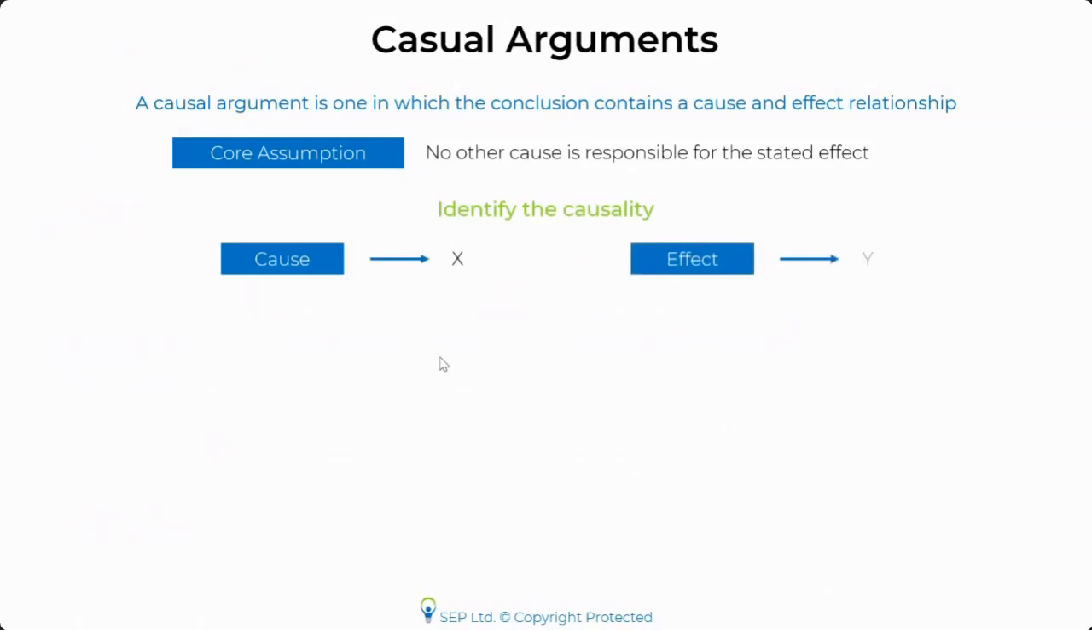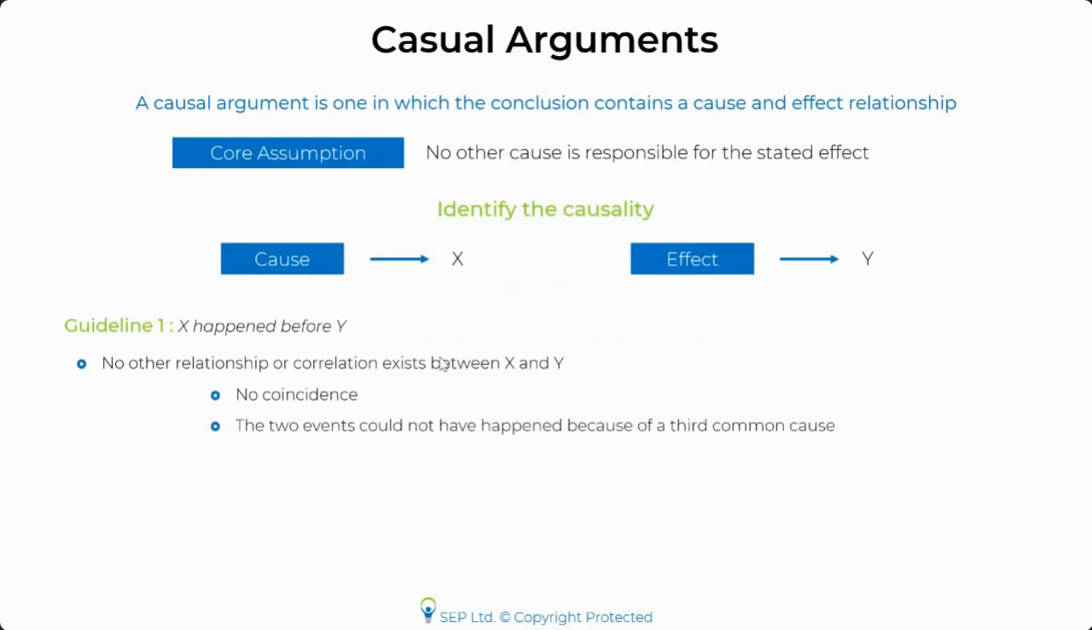Okay. Guideline one is X happened before Y, which means there is no other sequence or relationship or correlation between X and Y. There is no other correlation except that X happened before Y. For example, it is not a coincidence that the two things are happening. It is not that there is some other third cause. Let's say there is Z which is causing X and it is causing Y. There is no common cause.